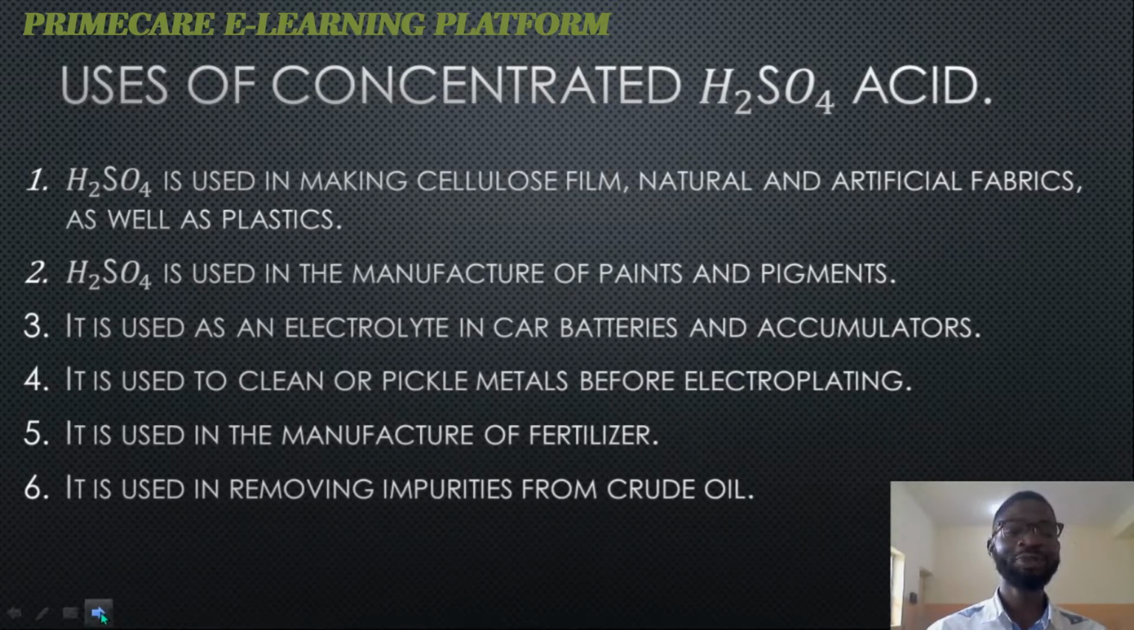Then we also outlined some uses of sulfuric acid. One of the uses is that it is used to remove impurities from crude oil. It is used in the manufacture of fertilizer. It's also used to clean or pickle metals before electroplating. It is used as an electrolyte in car batteries and accumulators. It is also used in the manufacture of paint and pigment. It's also used in making cellulose film, natural and artificial fabrics, as well as plastics.